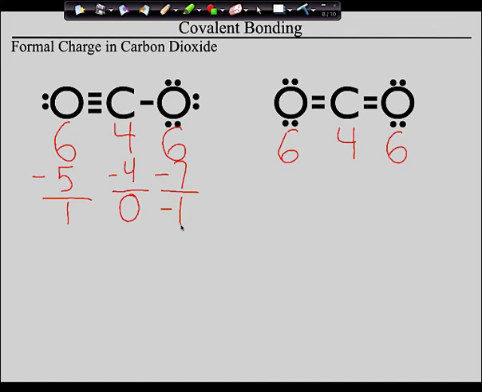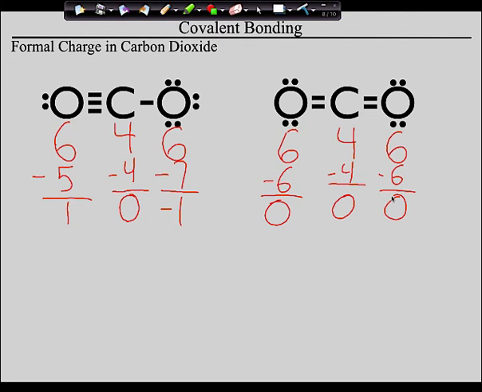Now let's do that for the other molecule. This oxygen is 1, 2, 3, 4, 5, 6. Minus 6 equals 0. The carbon is 1, 2, 3, 4. Minus 4 equals 0. This oxygen is 1, 2, 3, 4, 5, 6. Minus 6 is equal to 0. Now we know the formal charges of all the atoms.